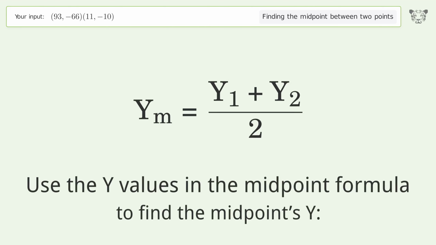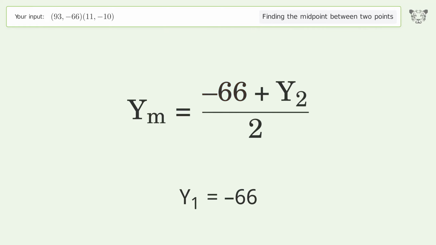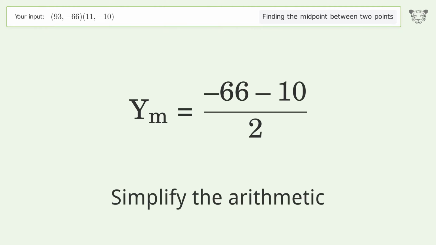Use the y values in the midpoint formula to find the midpoint's y. y1 equals -66. y2 equals -10. Simplify the arithmetic.